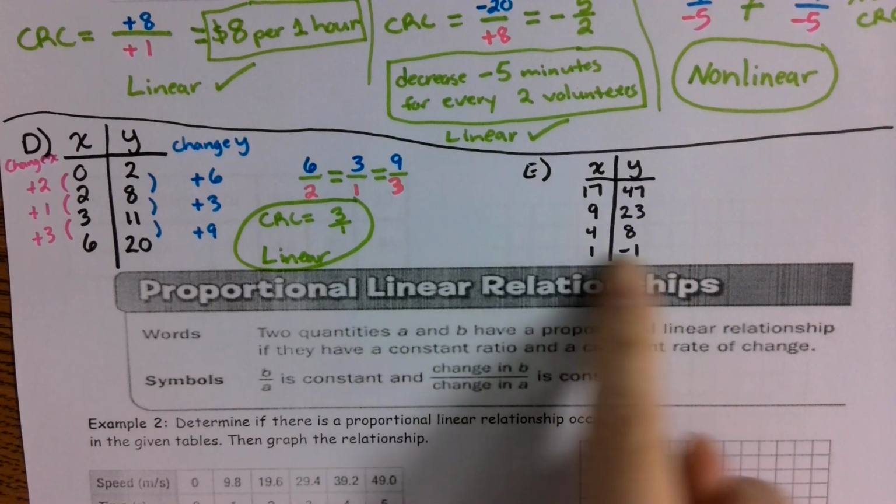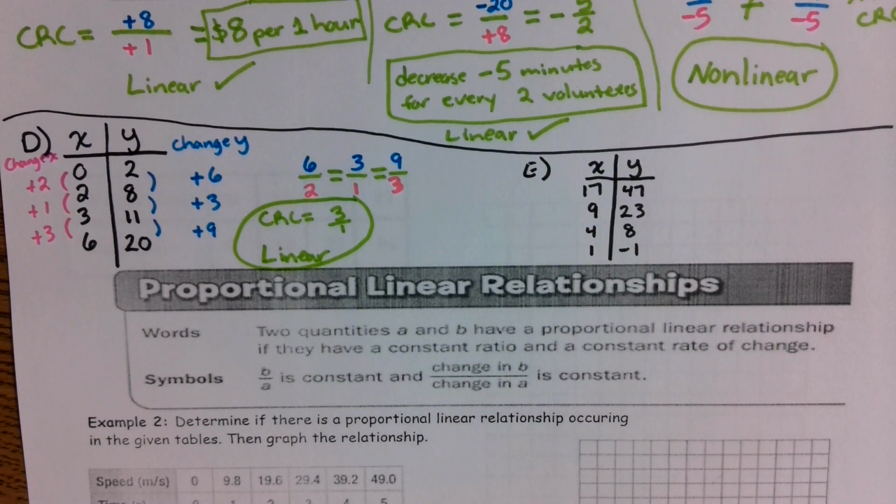Okay, so is this going to be a linear relationship, yes or no? Is it linear or not? Okay, if it is linear, what's the rate of change? Which simplifies to what? 3. So our constant rate of change would be a 3.